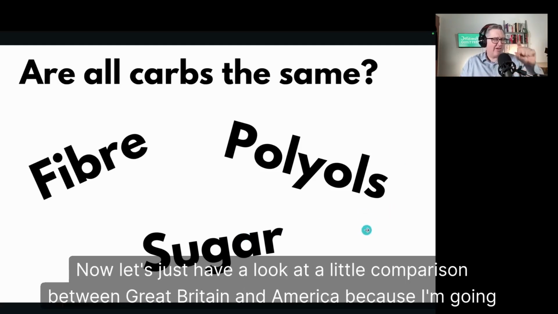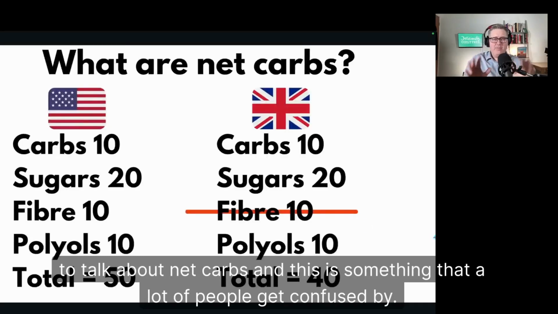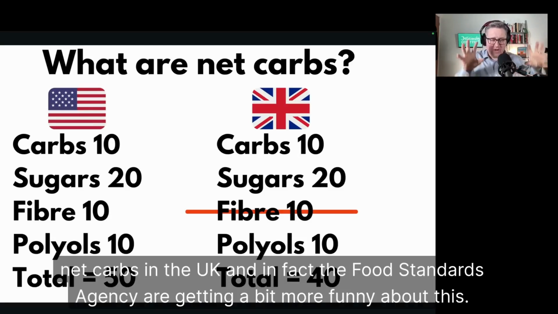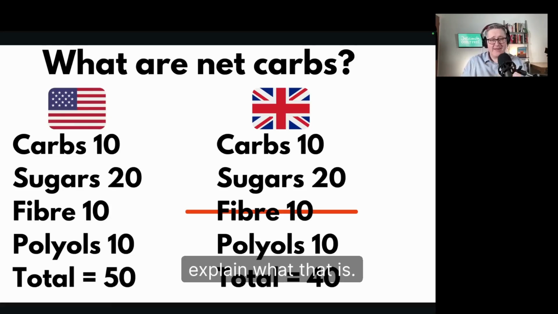Now, let's have a look at a little comparison between Great Britain and America, because I'm going to talk about net carbs, and this is something that a lot of people get confused by. We don't actually technically have net carbs in the UK, and in fact the Food Standards Agency are getting a bit more particular about this, so we are changing our declarations from net carbs to talk about non-polyol sweetener carbs, and I'll explain what that is.